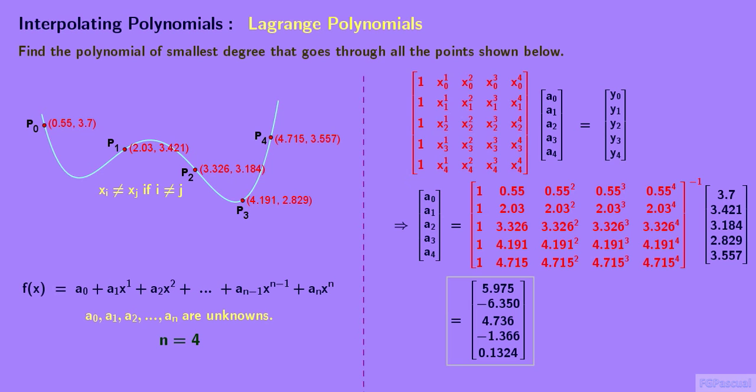Extracting the different components of this vector to get f of x is equal to 5.975 minus 6.350 times x plus 4.736 times x squared minus 1.366 x cubed plus 0.1324 times x to the fourth power.